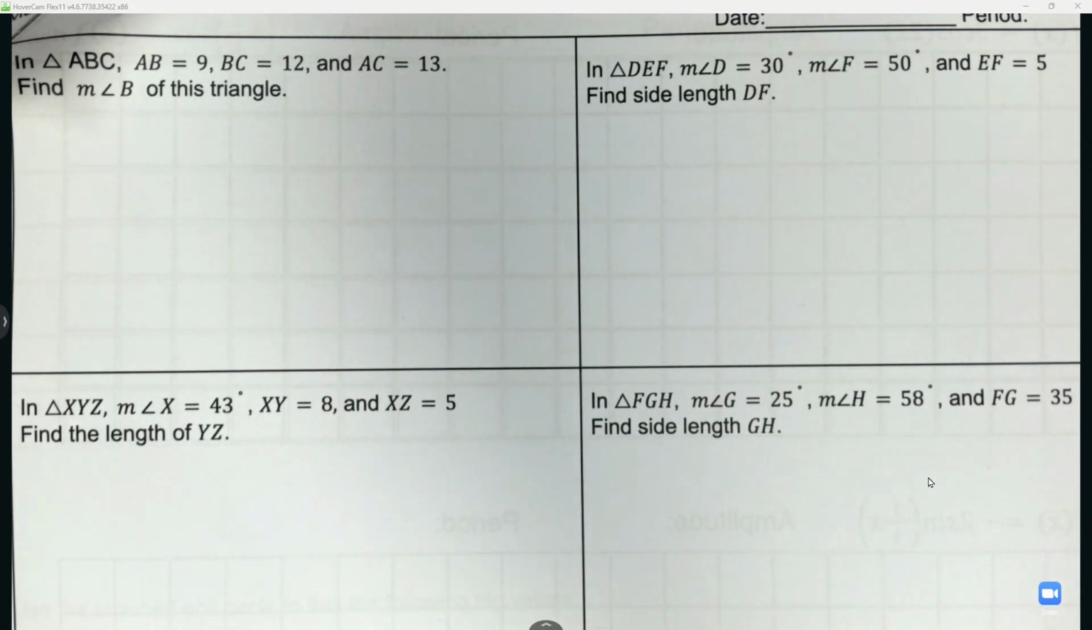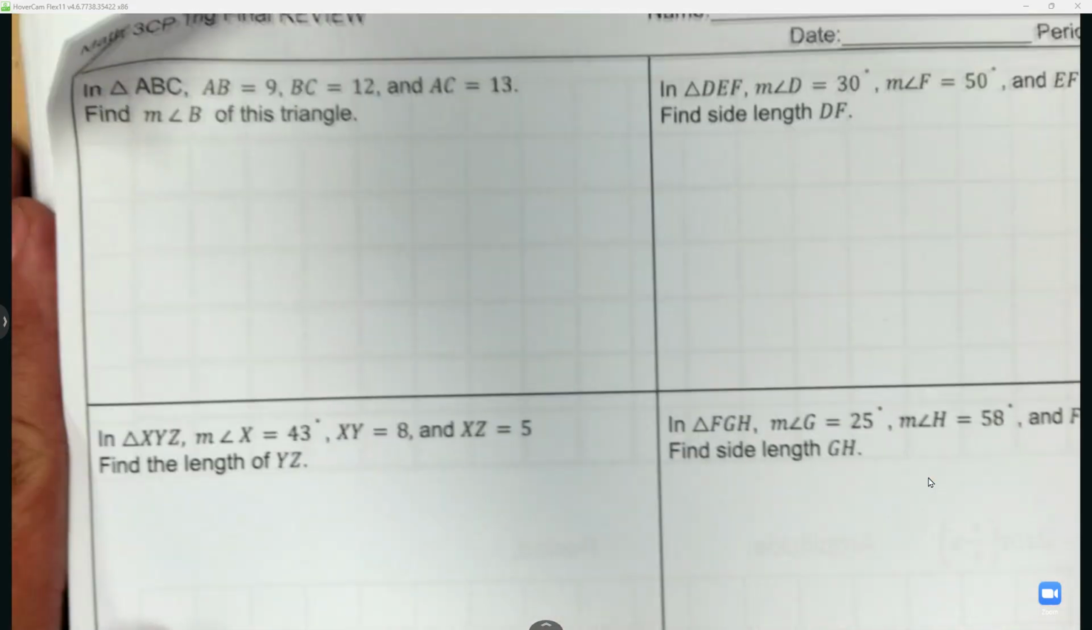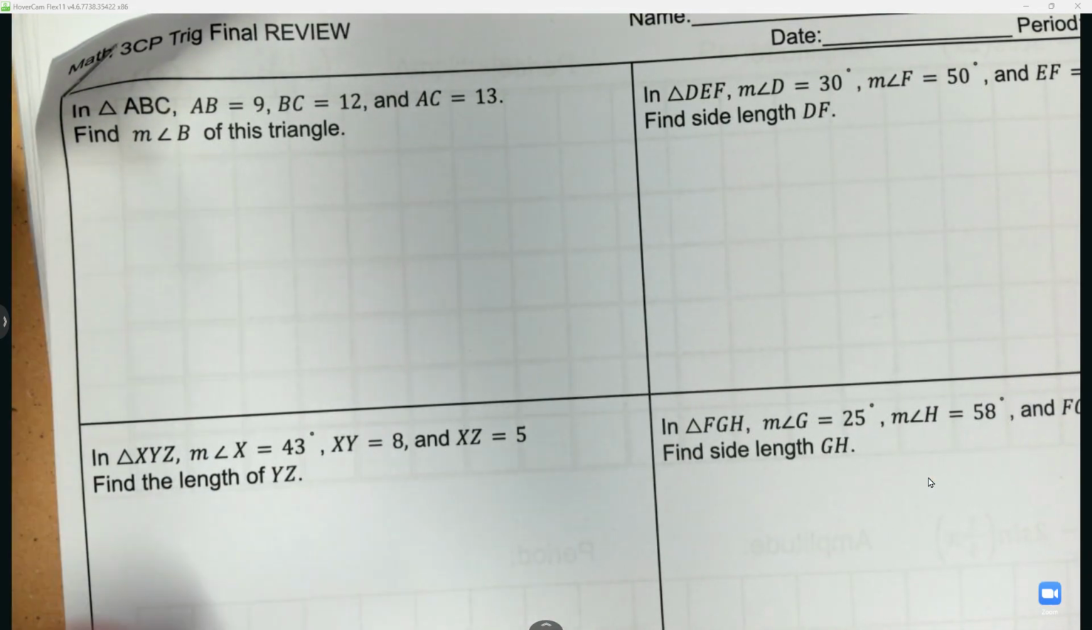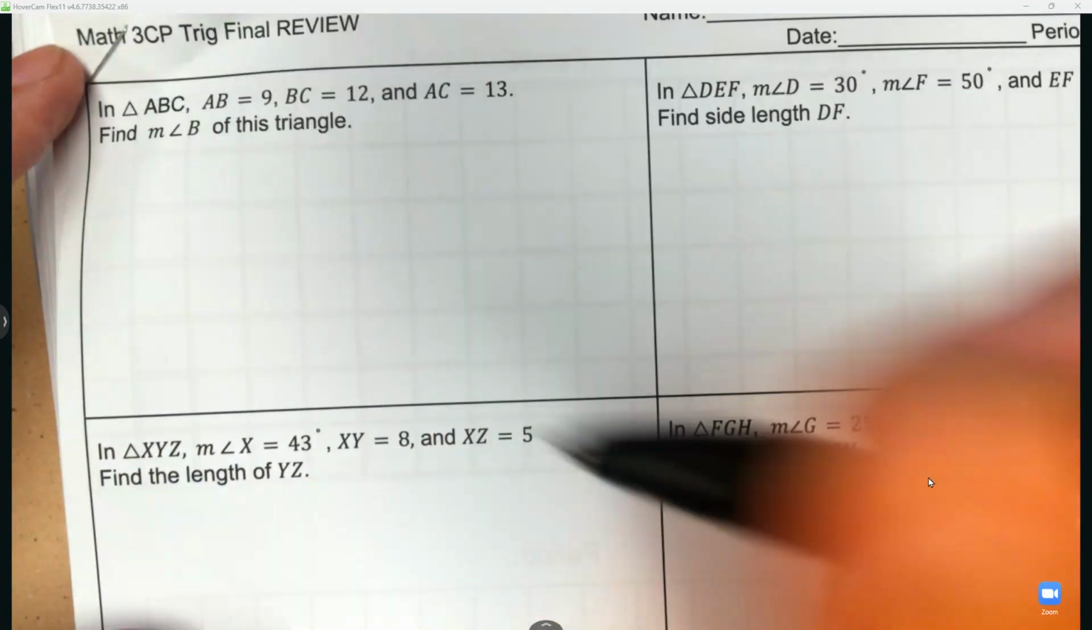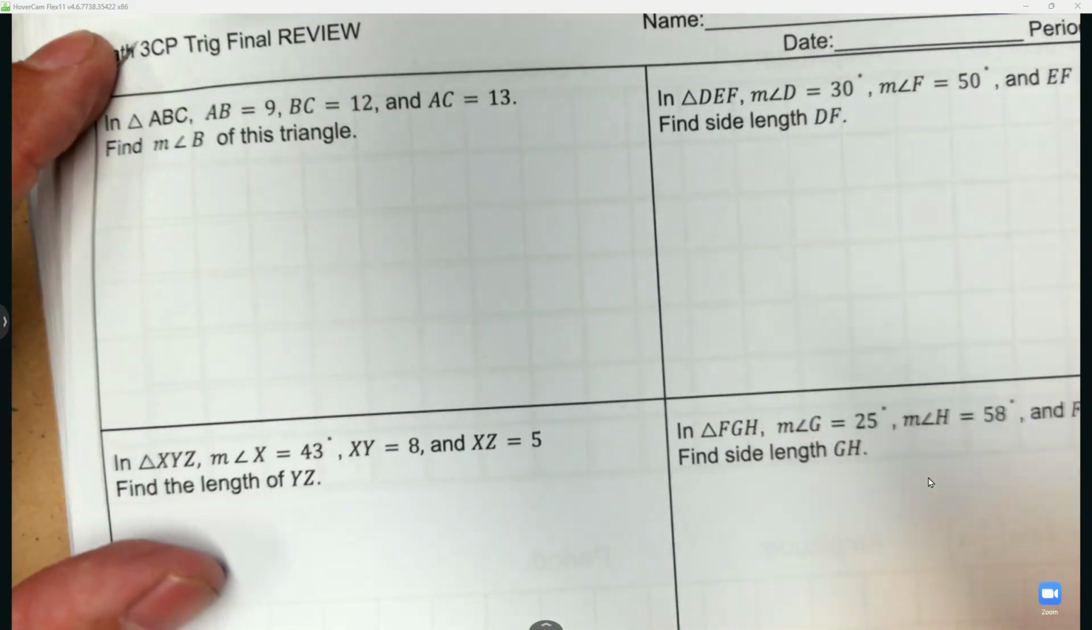Here are your solutions to the review for your final exam. And the hope is, of course, that you did it first and you're checking your answers or just getting support, but really trying to learn from the video and not just copy the answers.